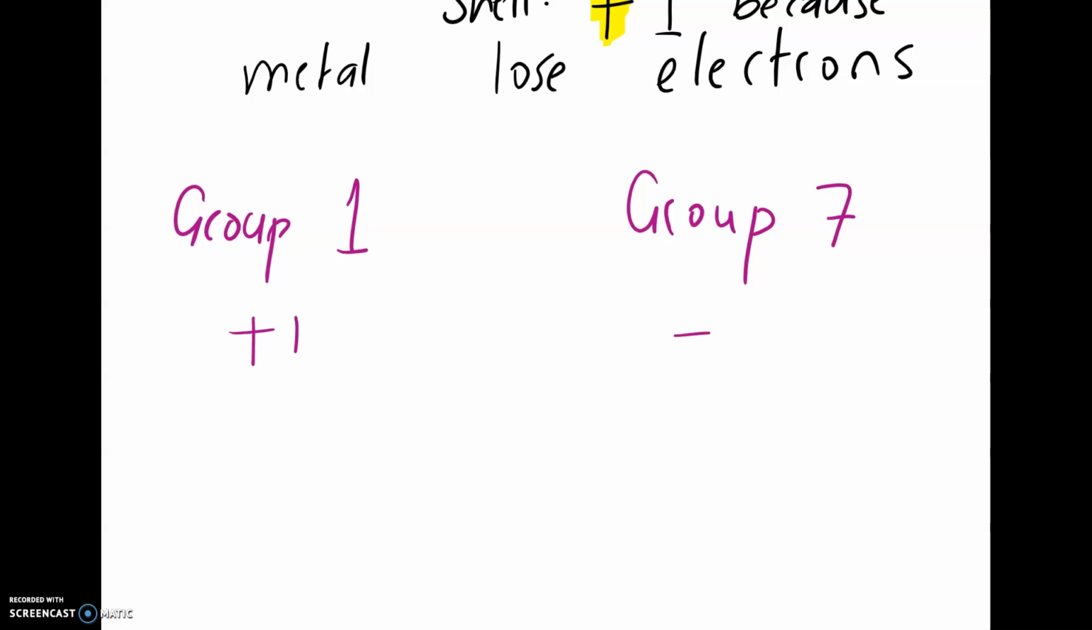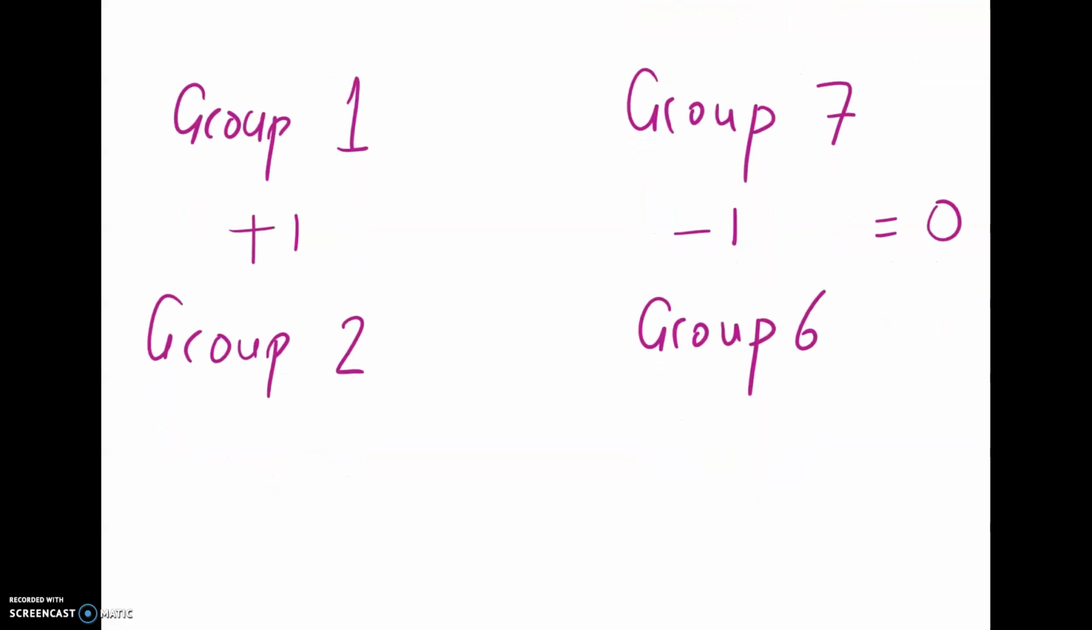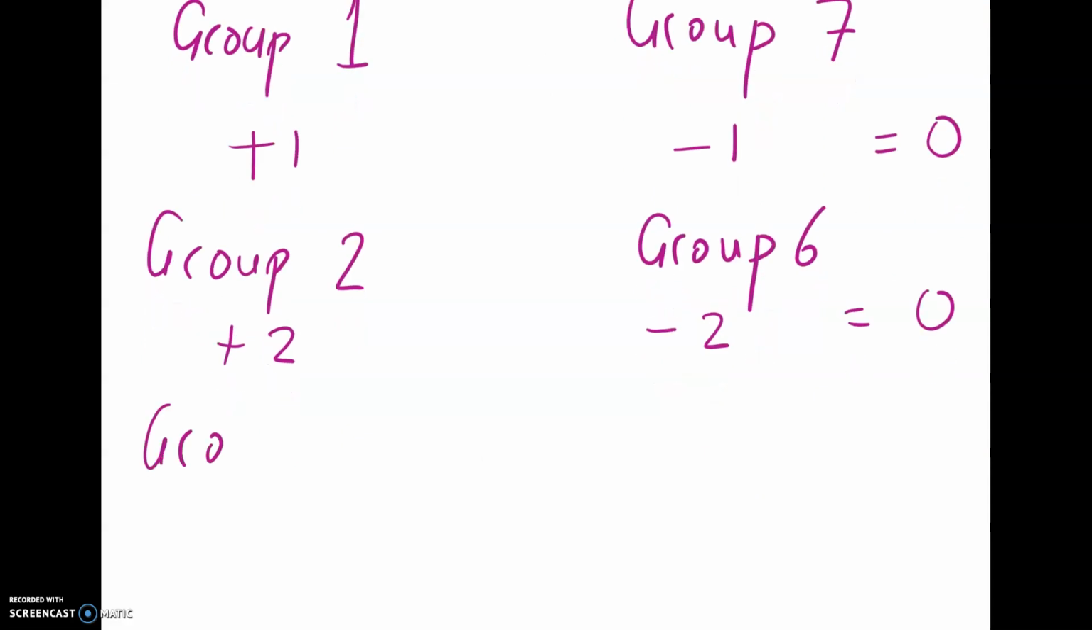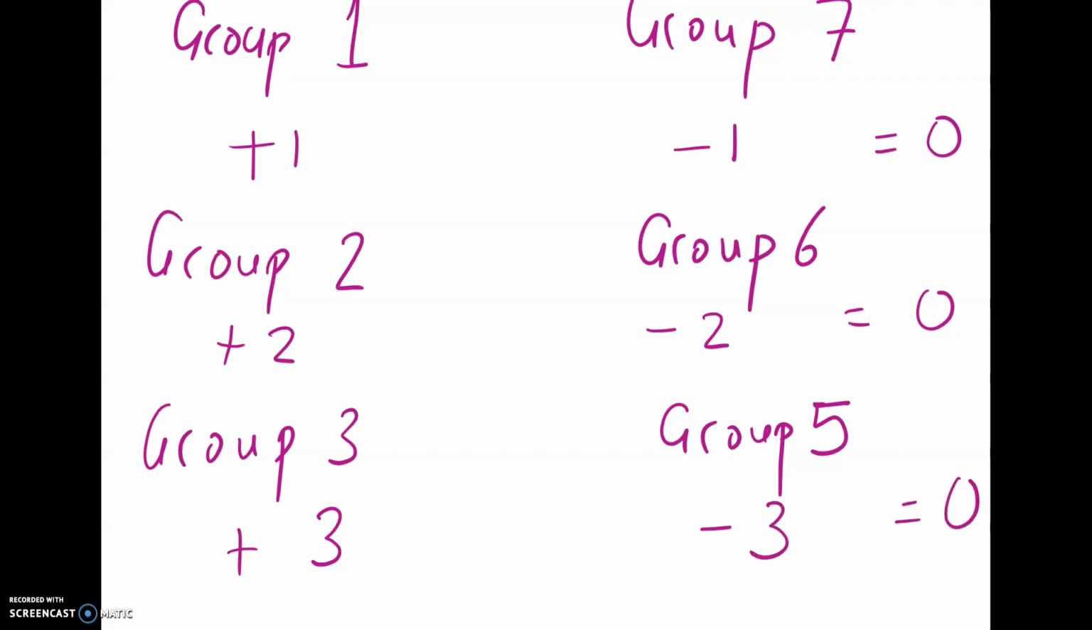In group 7 they'll have a minus 1 charge because they will gain 1 electron, and the overall net charge will be 0 because they cancel out. We then look at ions in group 2 and group 6. Again, you have plus 2 and a minus 2, and then the overall charge is 0. Then we go on to group 3 and group 5. You've got a plus 3 and a minus 3 with a charge of 0 overall.